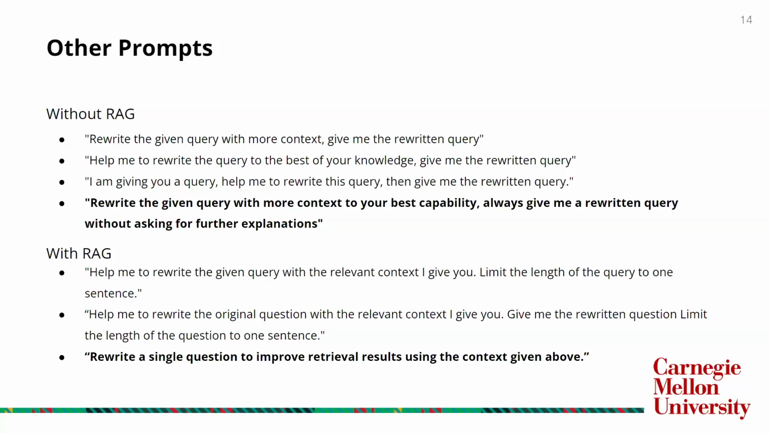And then with RAG, when we're adding context, we found that queries like rewriting a single question to improve retrieval results using context given above was a good one. So during this entire prompt engineering process, we realized that the model is extremely sensitive to what you give it, and that the prompts have to have a very fixed structure in order to get the results that we want. But at the end of the day, there is no one single template that can guarantee a very good result.